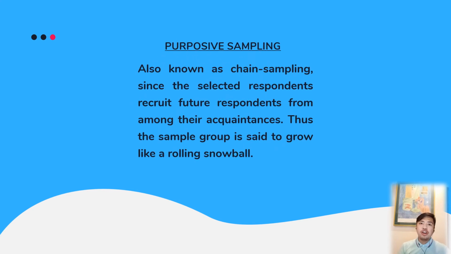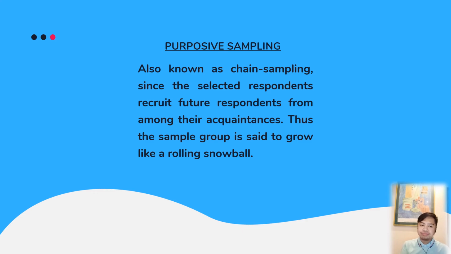The last type of non-probability is what we call snowball sampling or chain sampling. So just like snowball, parami ng parami yung respondents mo. How do we do that? For example, I select only 5 respondents, and then itong mga 5 respondents na to, they will be recruiting other respondents from their maybe friends, from their acquaintances, from their other classmates, from their relatives. Kaya nag-expand yung number ng respondents natin, like snowball. Okay, that is what we call snowball sampling.